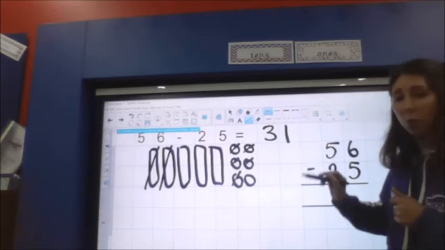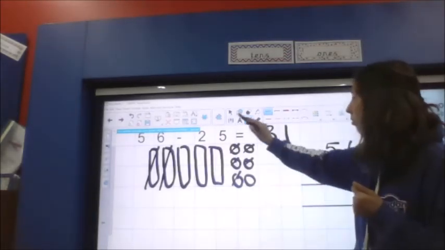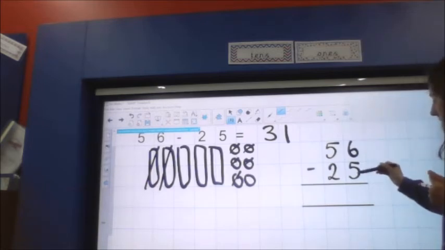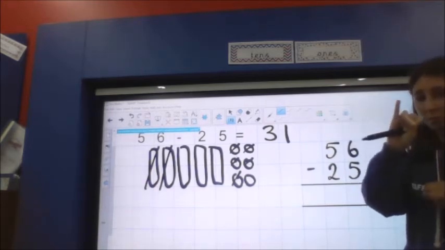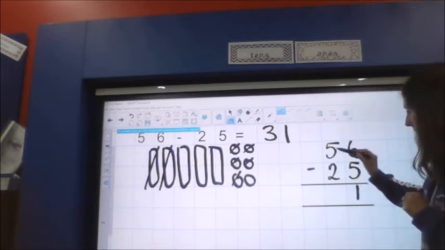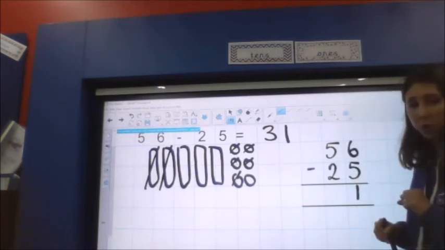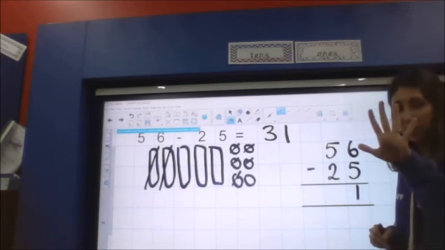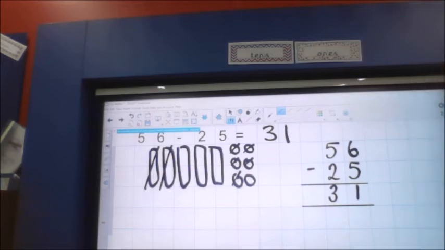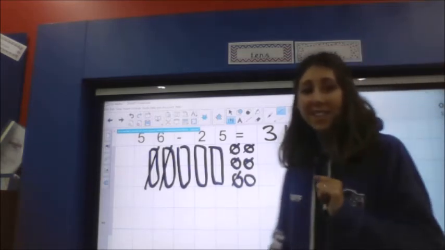And remember, we always start with the ones. So I can now do 6 ones, take away 5 ones. 6 take away 5 is 1. And I can do 5 tens, take away 2 tens. 5 take away 2 is 3. And then you can see how you could get 31 doing it that way.